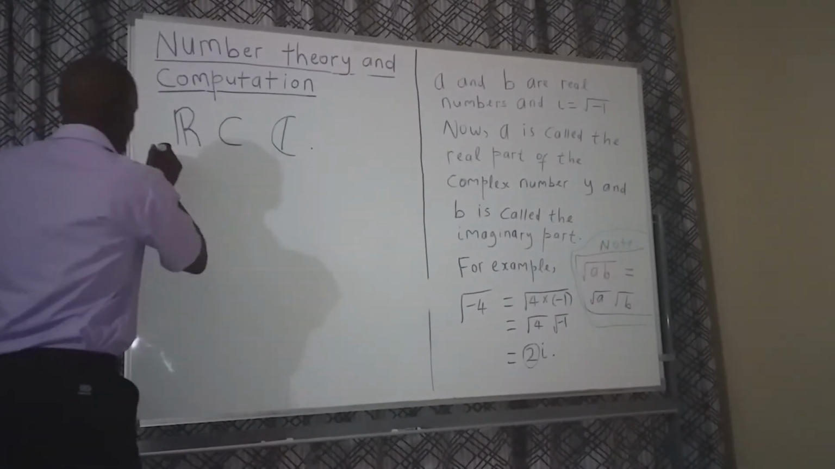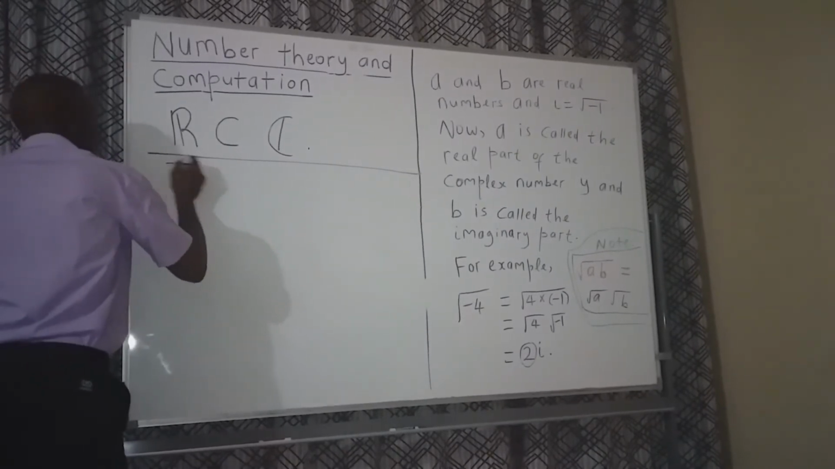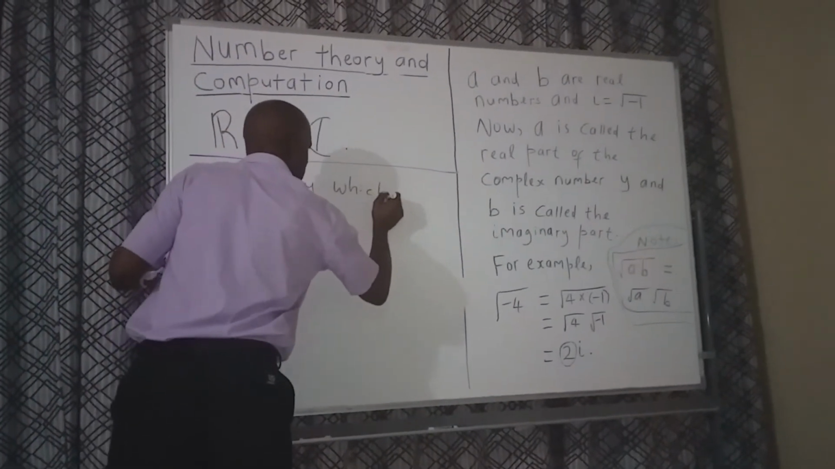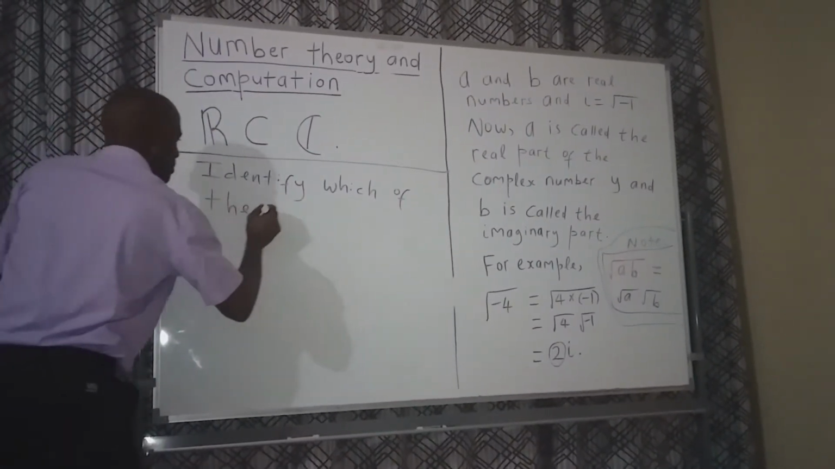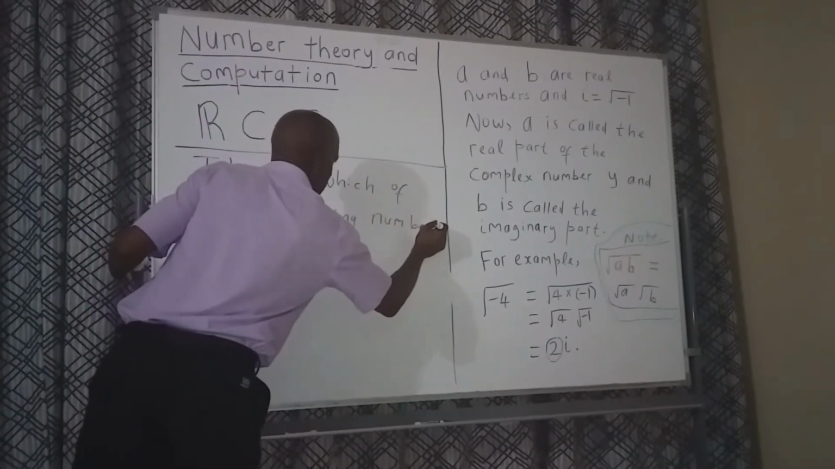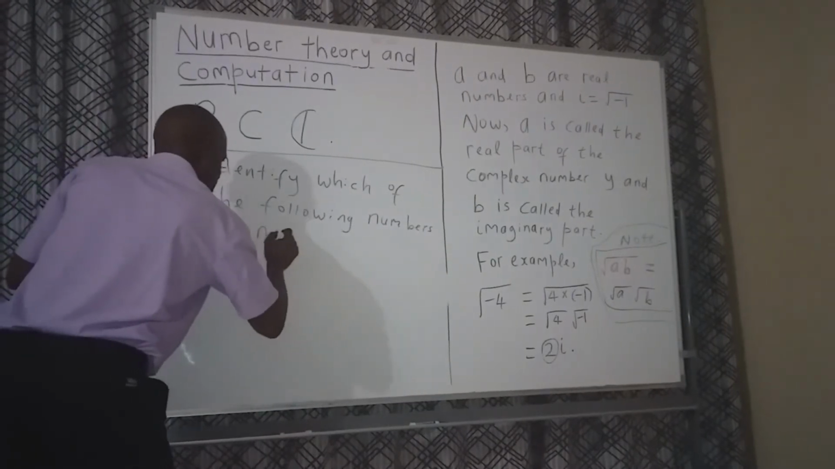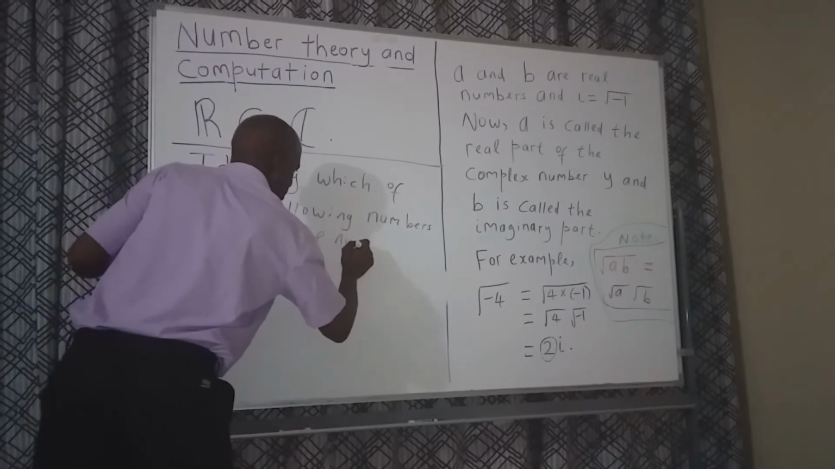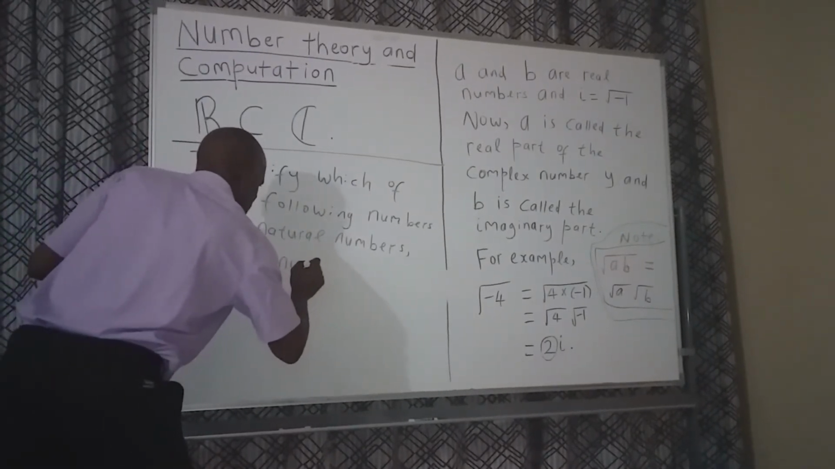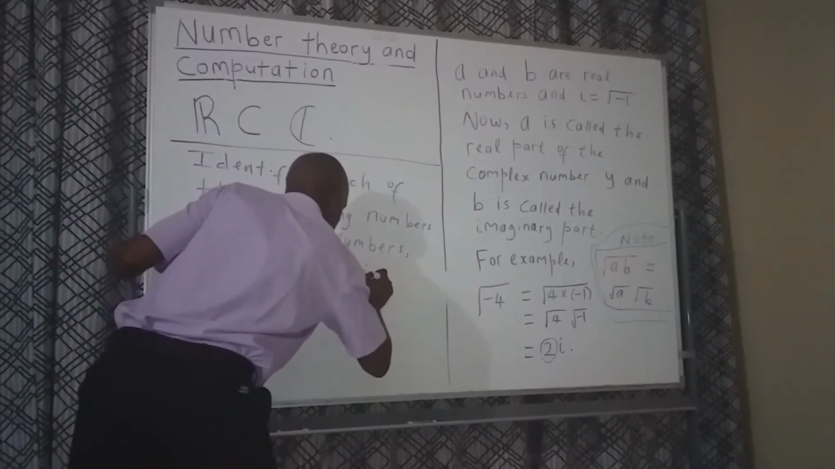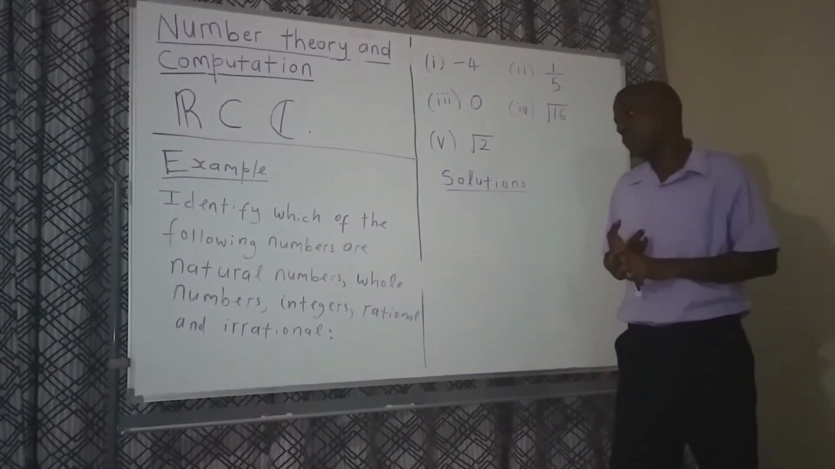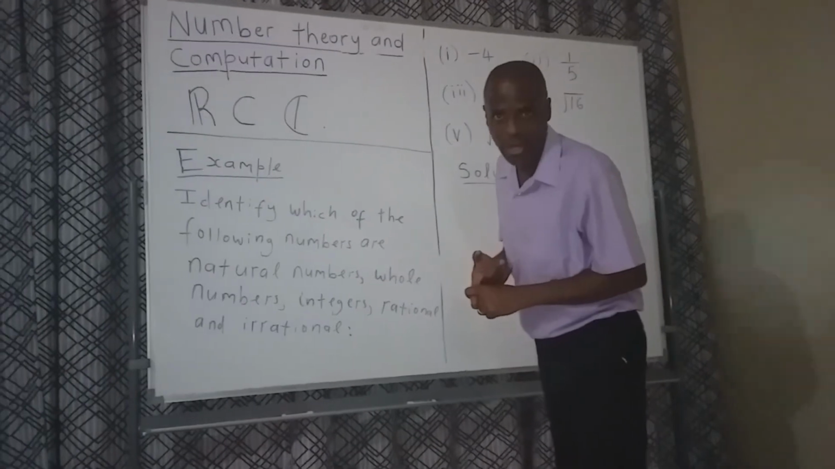Okay, let me do an example now for you. Identify which of the following numbers are natural numbers, whole numbers, integers, rational, and irrational.